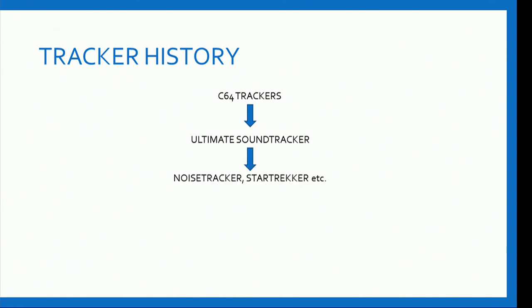Quick bit of tracker history. Kind of started out on the C64. And obviously we get to the Ultimate Soundtracker, which is obviously the first of all the kind of trackers. And then you've got your Noisetracker, your Startrekker, and all the other kind of variations of that. And then came along Protracker and modern rubbish.